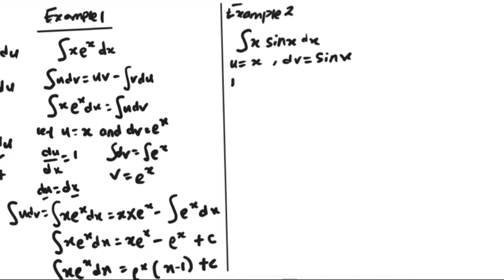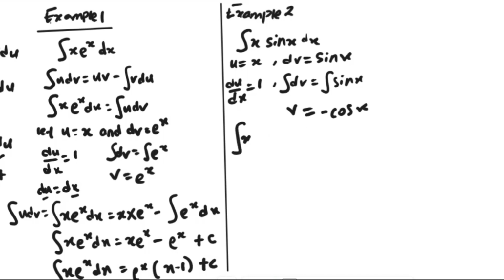So we need du. dx is going to give us 1. So here we integrate dv to get our v. So integral dv will give us integral sine x. If you integrate dv, you're going to get v. If you integrate sine x, you're going to get minus cos x.